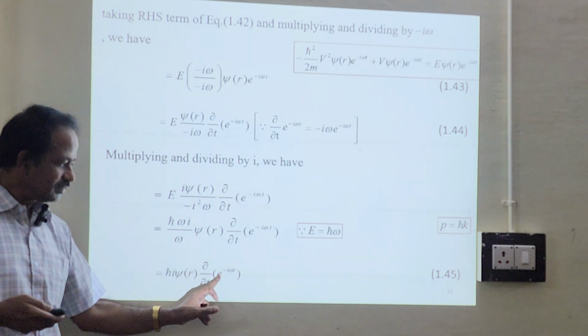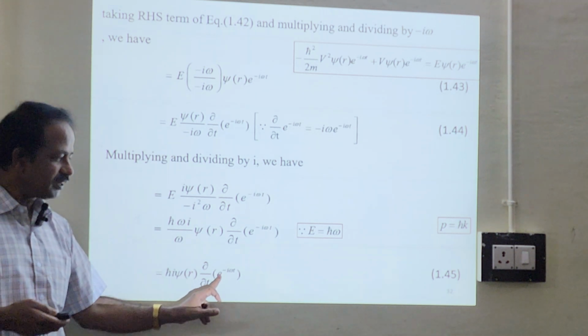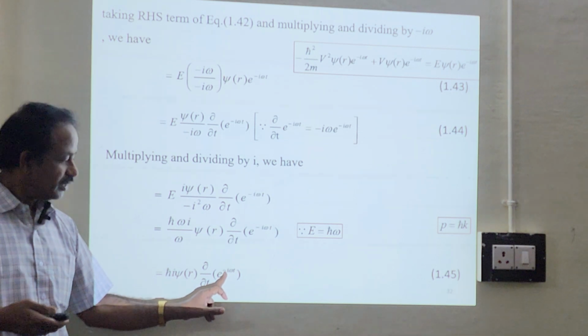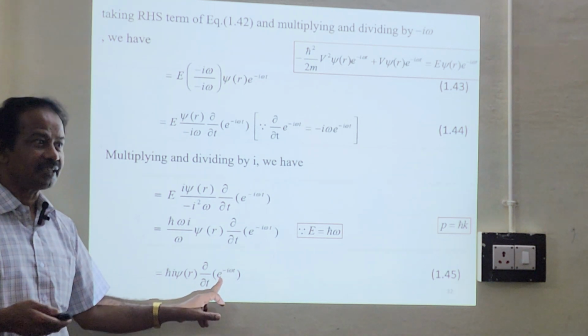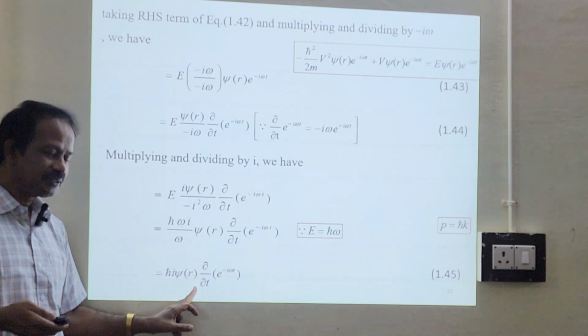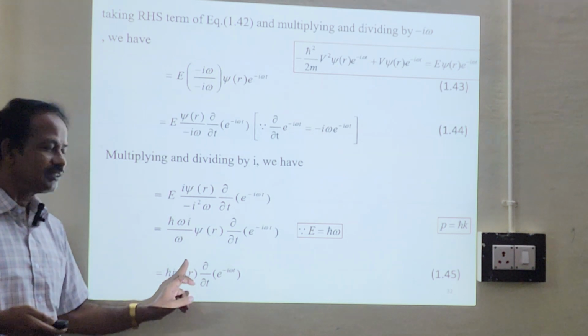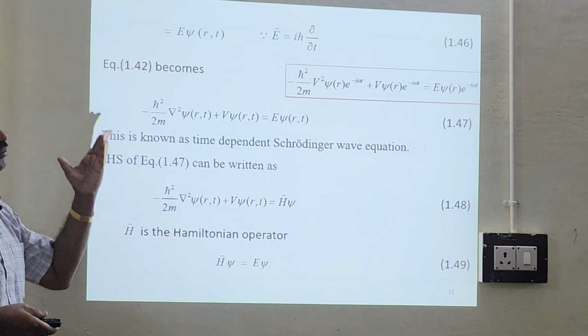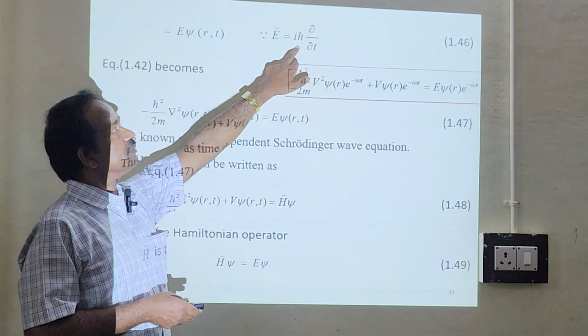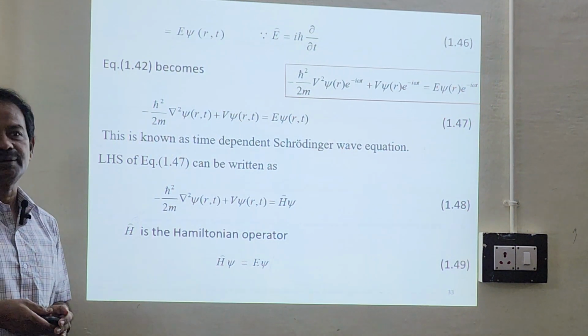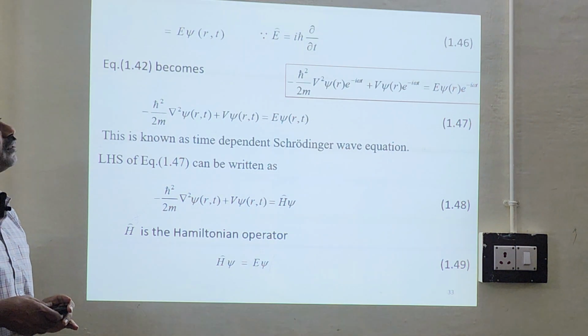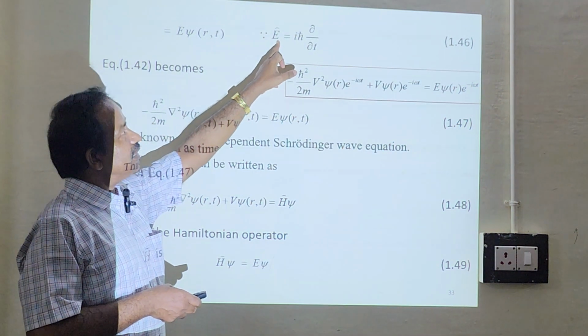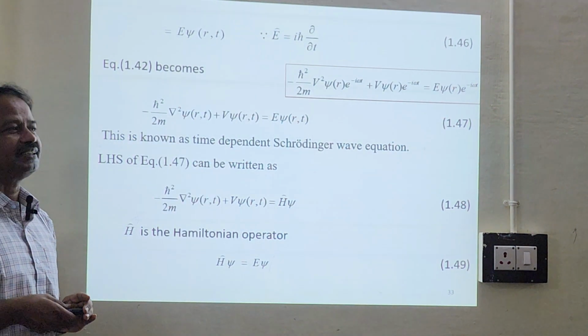So I can pull this term inside. So psi of r e power minus i omega t. What is psi of r e power minus i omega t? Psi of r comma t. So this equation can be written as i h cross d by dt psi of r comma t, which is nothing but E psi of r comma t. So it implies that E equals i h cross d by dt.